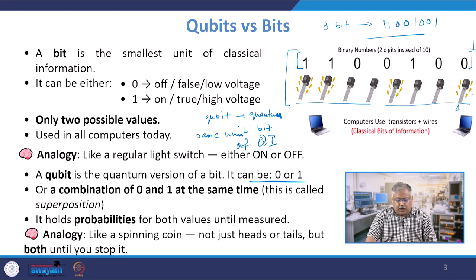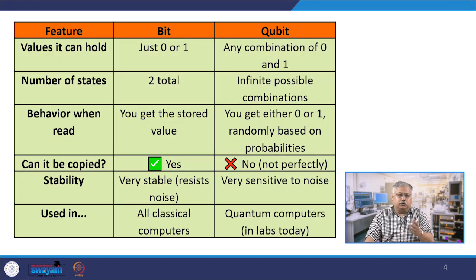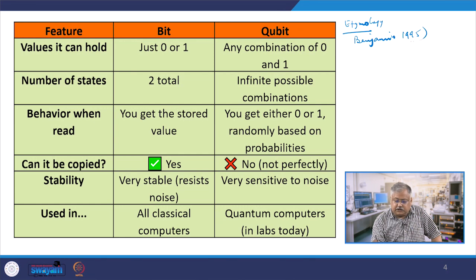Now, looking at the etymology of the qubit concept, how it was named: it was first named a qubit in 1995, when Benjamin Schumacher was the first person to name it as a qubit.